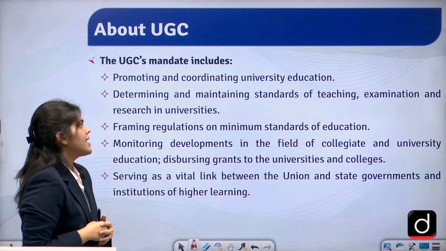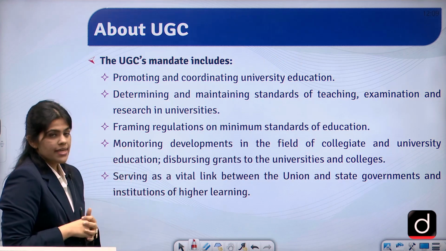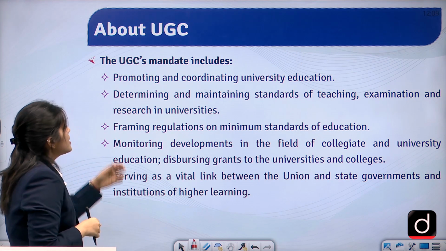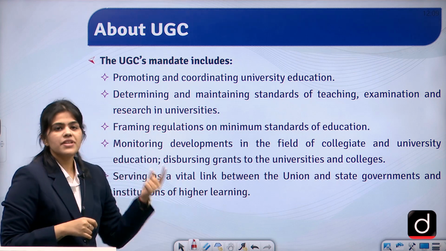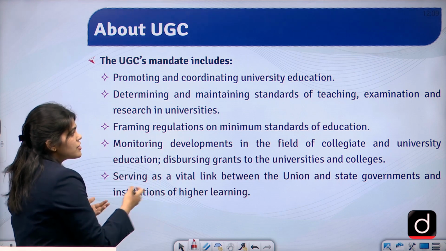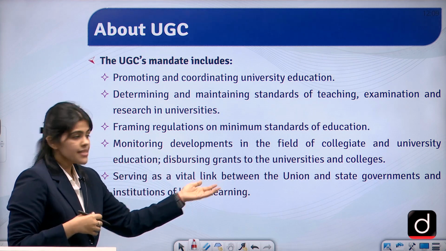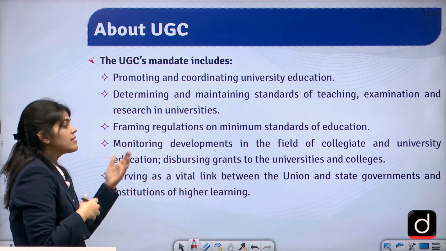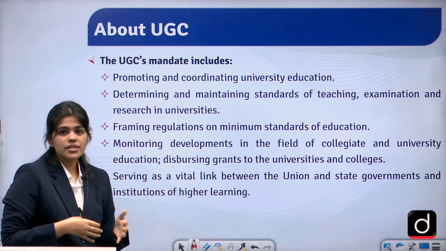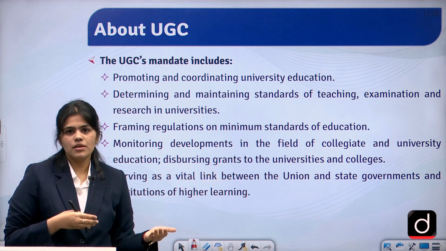There are other mandates as well for the UGC. Now what are these? Promoting and coordinating university education, then determining and maintaining the standards of teaching, examination and research work as well, then framing regulations of the minimum standards of education, monitoring different fields that come under this, and of course granting funds to the universities and colleges is also done by UGC. Last but not the least, it also acts as a link between the union and the state governments.